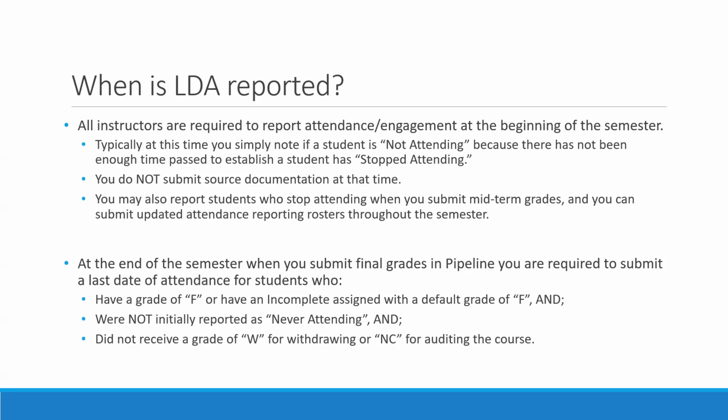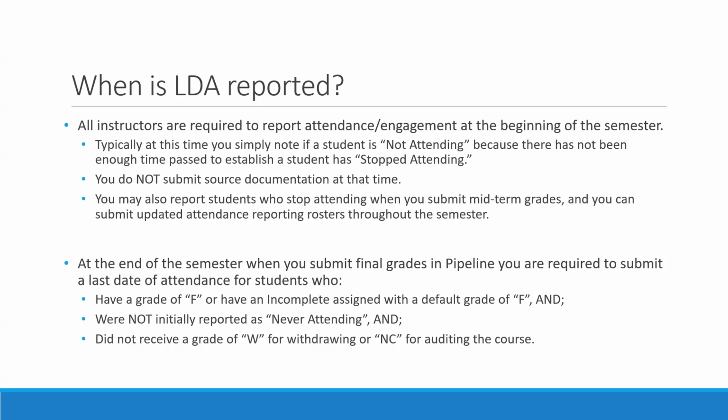Now, at the end of the semester, when you submit final grades in Pipeline, you are required to submit a last date of attendance if you have a student who received a failing grade, or if a student has an incomplete grade and the default grade behind the incomplete is failing. We need to have that LDA reported at that point, even if it's an incomplete. That way, if a student does end up failing, you don't have to go back and remember what that LDA was. You can go ahead and report it now while everything is still fresh.